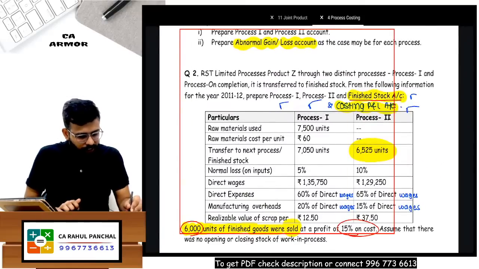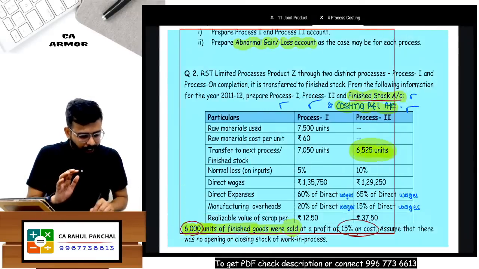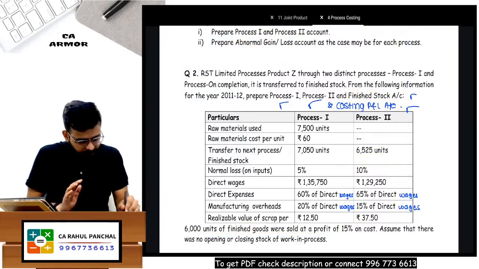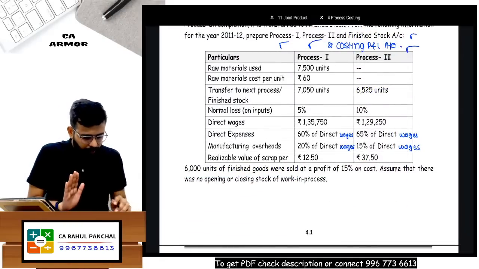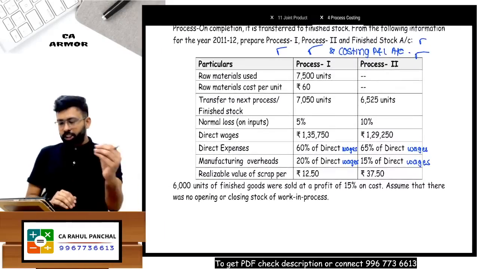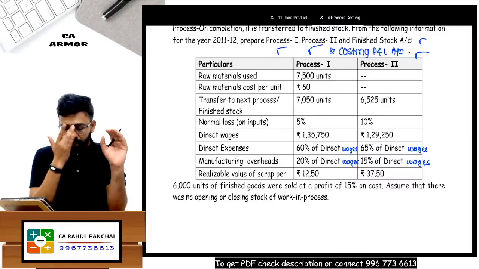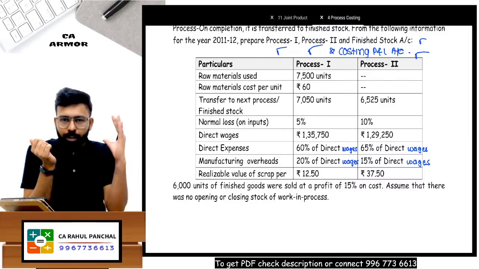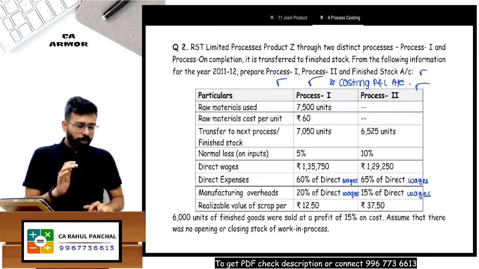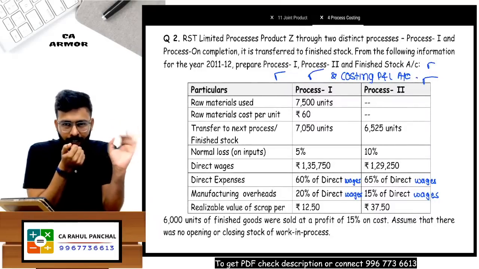If you search in the study material, you will get the exact similar question. Just search for this in your study material. If anybody knows the question number, just let me know in the chat box. It is the inter-process profit question which is there in the study material, RS Limited.